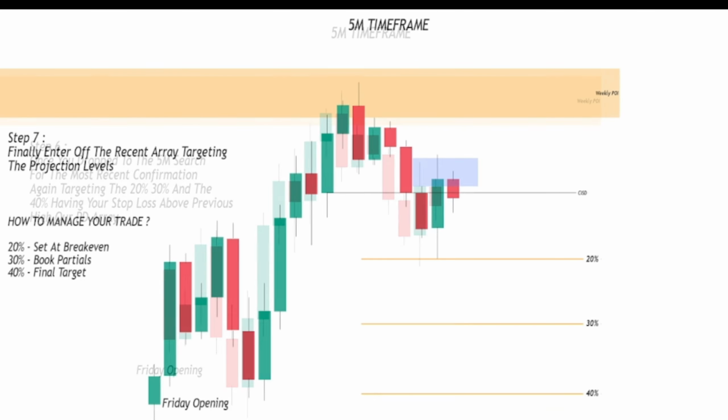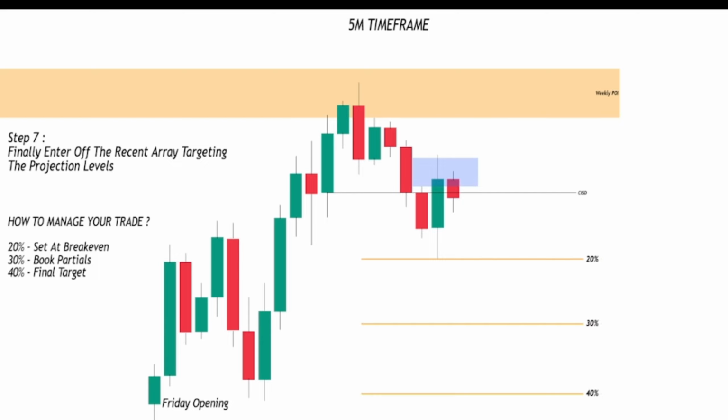And what are we exactly looking for here for confirmation? We are looking at a fair value gap. So you got your reversal sequence, which is your market structure shift, and the change in state of delivery here. As you can see, the black line marked change in state of delivery. We got our reversal sequence.